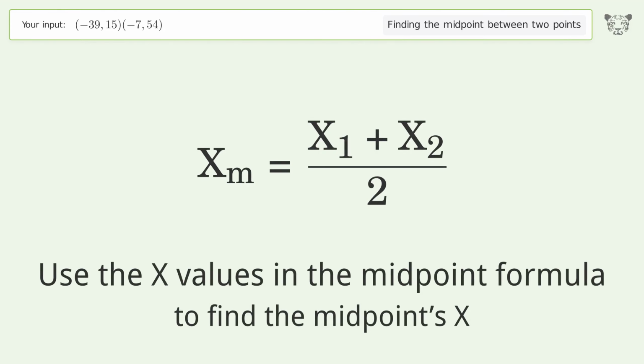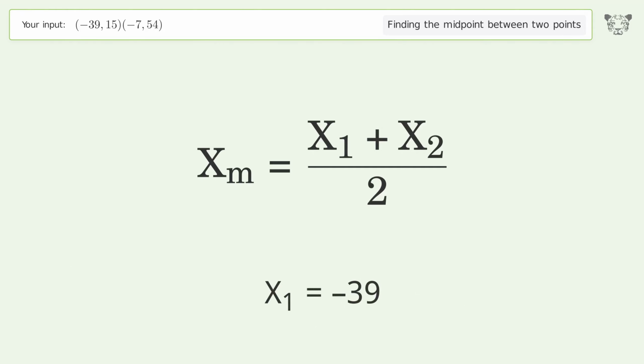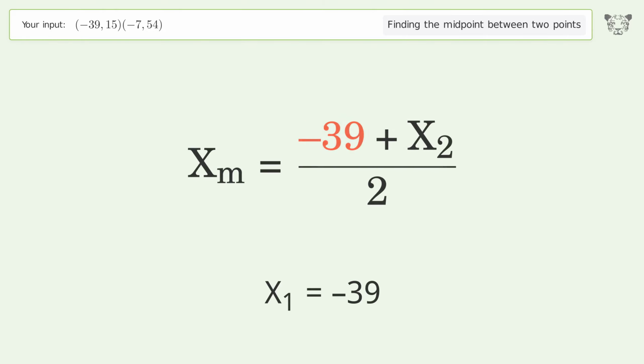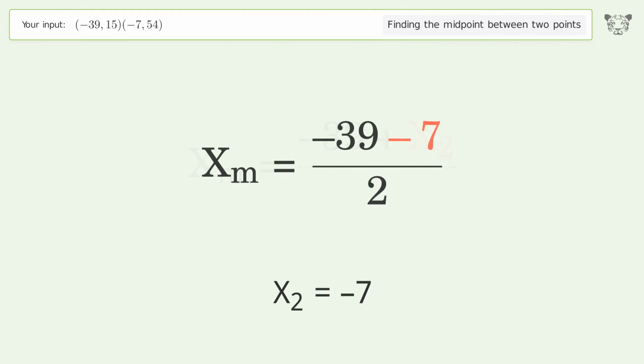Use the x values in the midpoint formula to find the midpoint's x. x1 equals negative 39. x2 equals negative 7. Simplify the arithmetic.